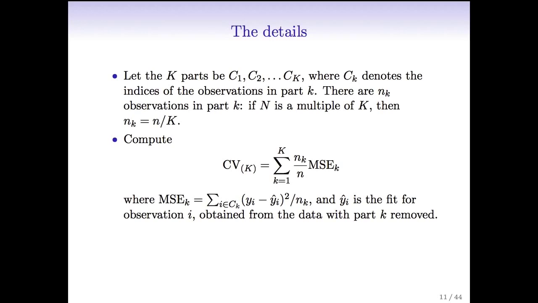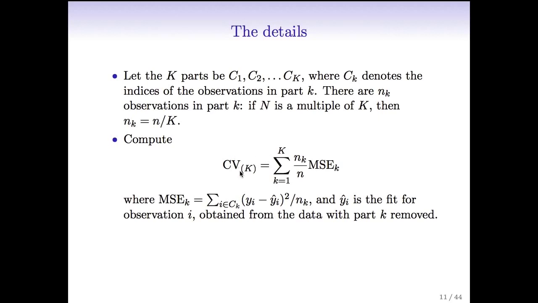So we'll let the k parts of the data be C1 through CK. These are the observations that are in each of the 5 parts. Remember, k was 5 in our example. And we'll try to make the number of observations about the same in every part. Of course, if n's not a multiple of k or 5, we can't do that exactly, but we'll do it approximately. So we'll let n sub k be the number of observations in the kth part.